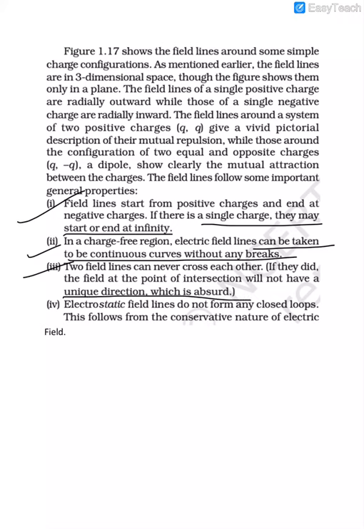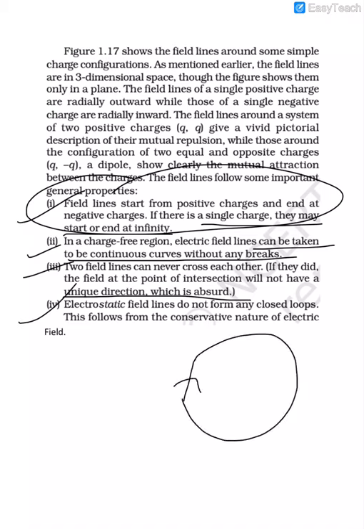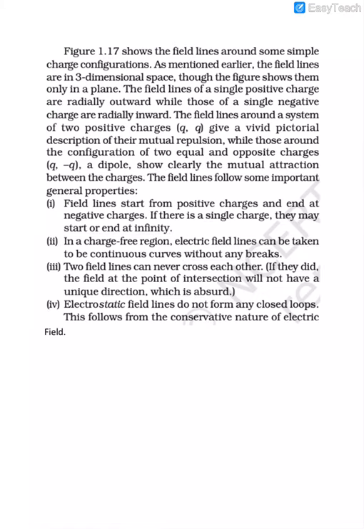That is number 3. Number 4, the field lines never form closed loops. This is pretty obvious, because in point number 1 we have said that they always emanate from a positive charge and always enter into a negative charge. There is no way you can have a closed loop, because that would mean it starts from a point and ends at the same point, which is impossible. So these are the various properties of field lines, and it's also written over here that they cannot form closed loops, which follows from the conservative nature of electric field.